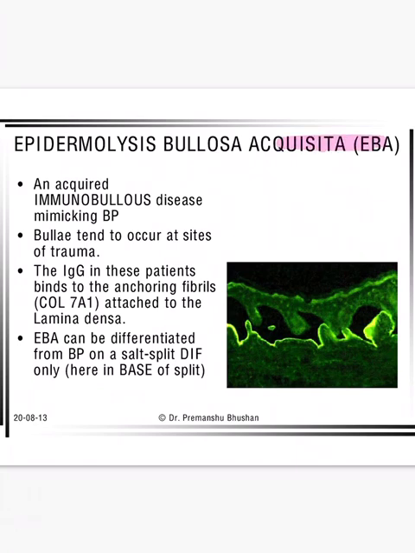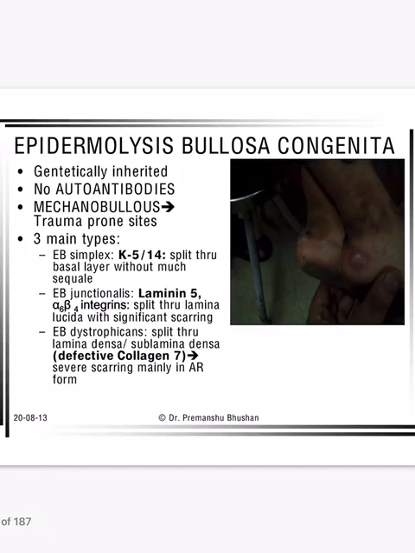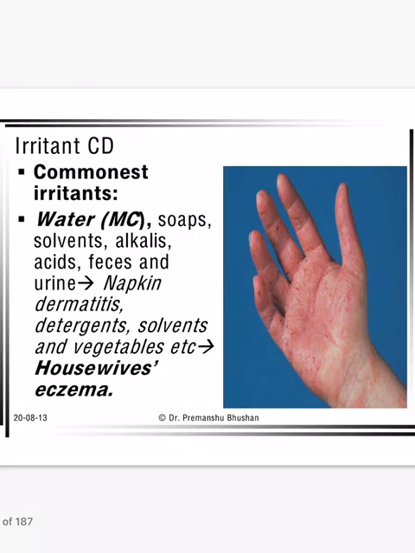Okay, so now coming on to epidermolysis bullosa acquisita, just remember it is due to the defect in collagen 7, guys. Okay, and you know we have three types: epidermolysis bullosa simplex, that is keratin 5 and 14; junctionalis, that is laminin 5 or alpha 6 beta 4; and dystrophica, that is dystrophic collagen 7.